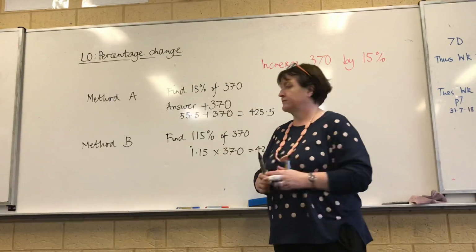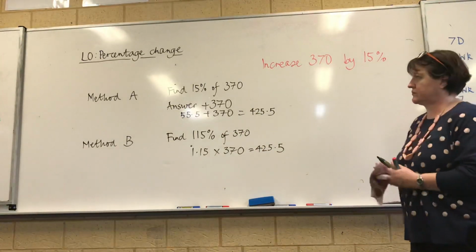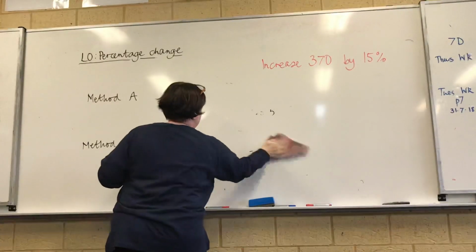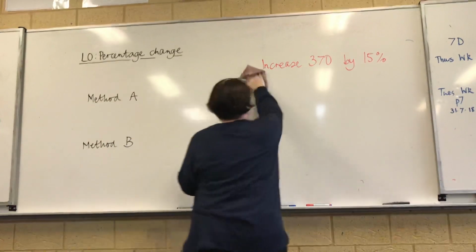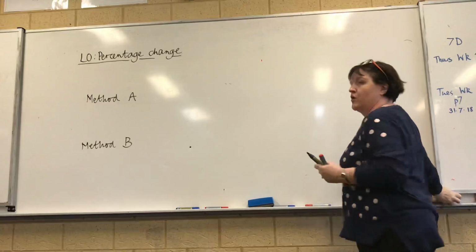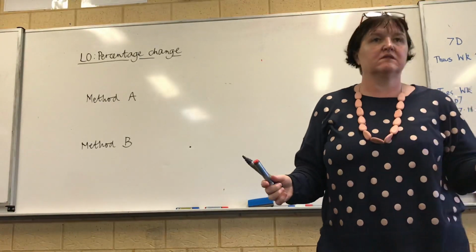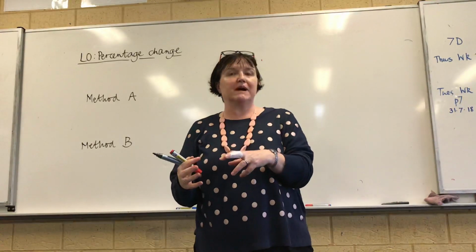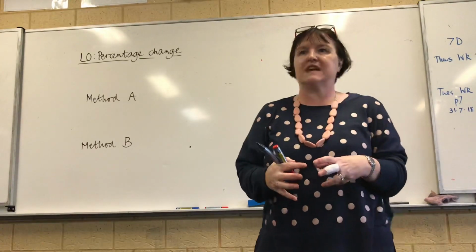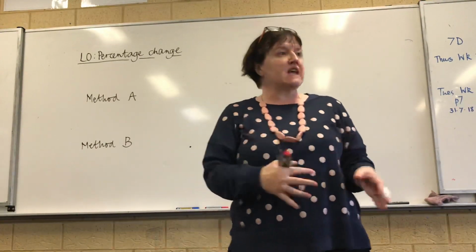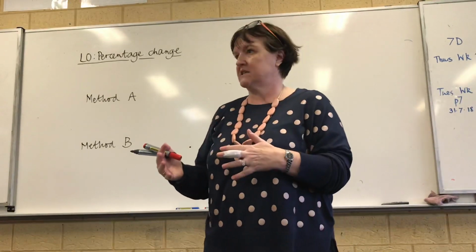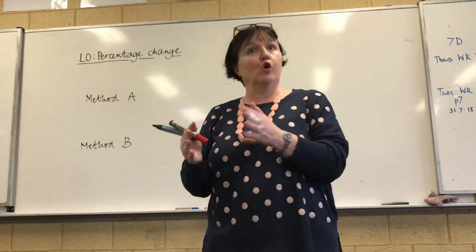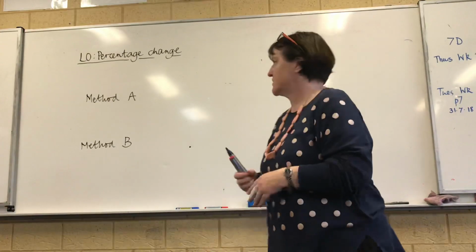Okay, we all good? Can I rub that one off then? So for instance, if you're increasing by 37%, you can find 37% of the original amount and add it onto the original amount, or you could find 137% of the original amount. Say you've got to increase it by 60%. You could find 60% of the original amount and add it to the original amount, or find 160% of it, that's right.